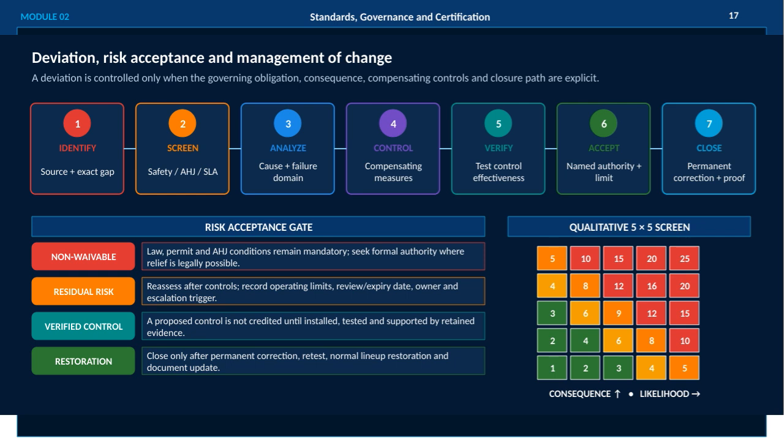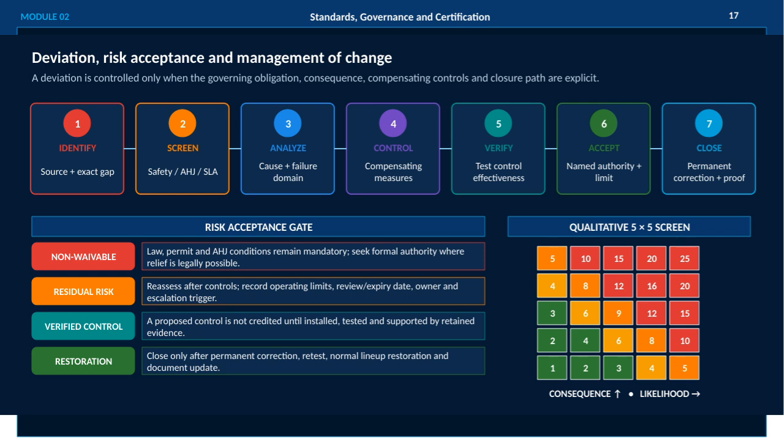Then, we analyze the root cause and failure domain to understand the context. Controls are put in place as compensating measures, which must then be verified through testing to ensure effectiveness. Only after thorough verification can a named authority accept the deviation, with defined limits. Finally, the issue is closed by implementing a permanent correction, accompanied by proof and documentation updates.